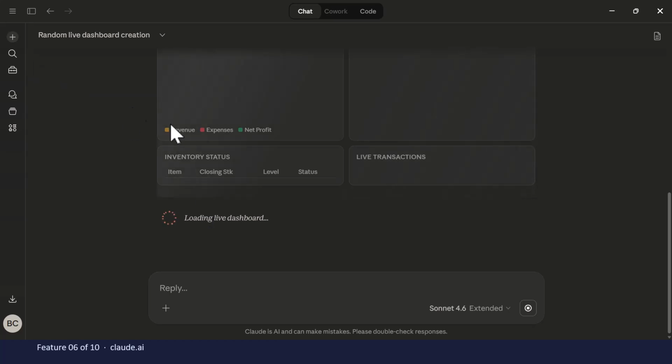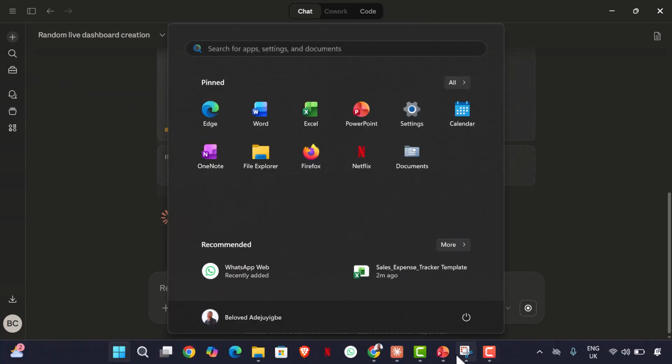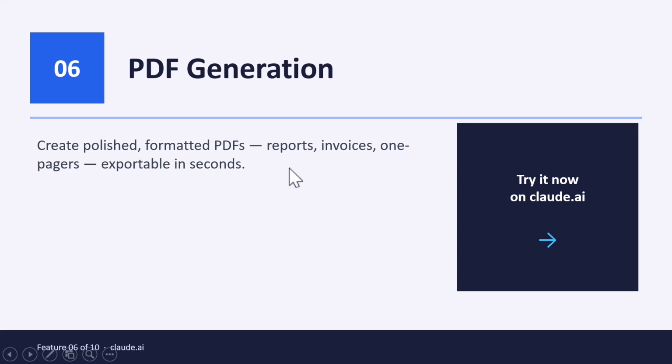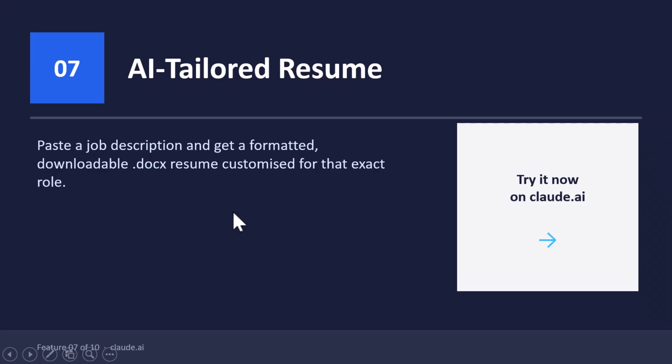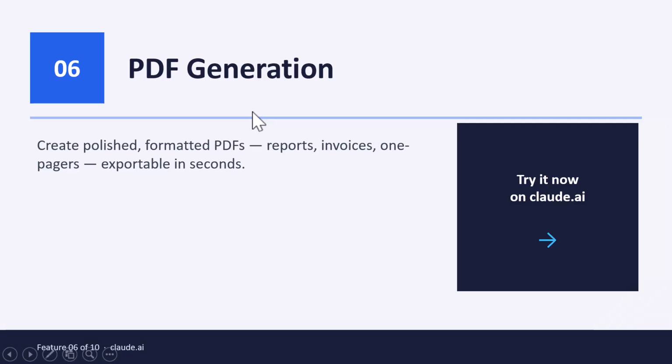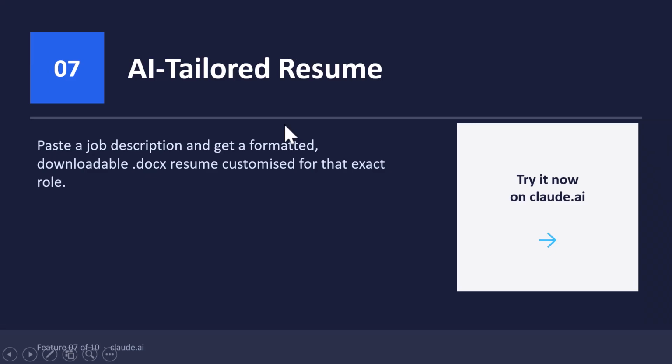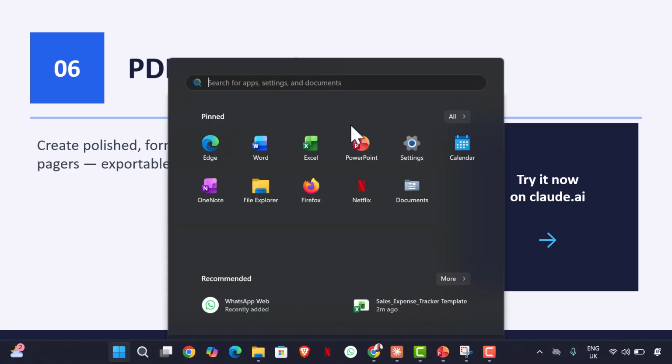So the next thing is to create invoices. Like I said, create invoice, and you can use PDF generation to do that. And the next thing is the AI tailored resume. So we're going to look into this too, creating a PDF invoice, something like that, and creating an AI tailored resume for yourself. This way it makes your job hunting process easier. So let's see how to do this too on Cloud AI.